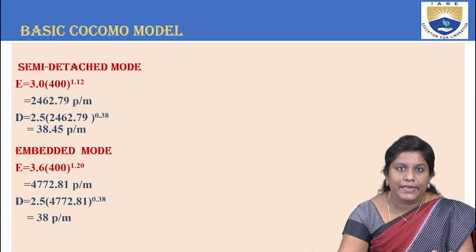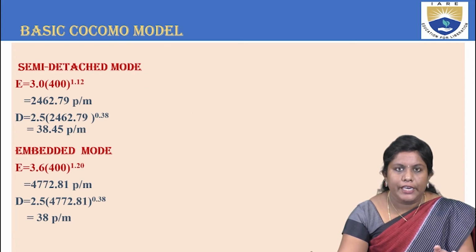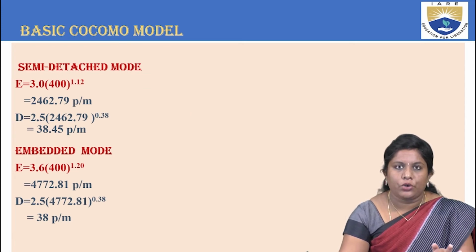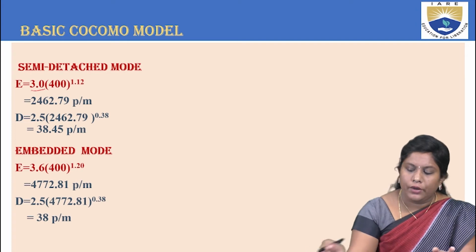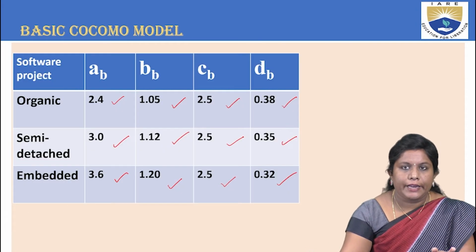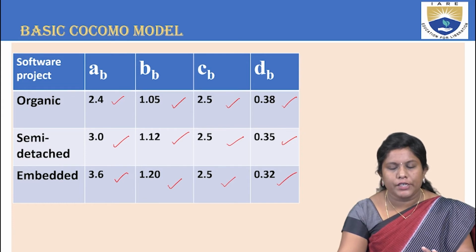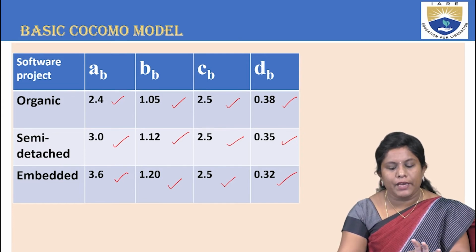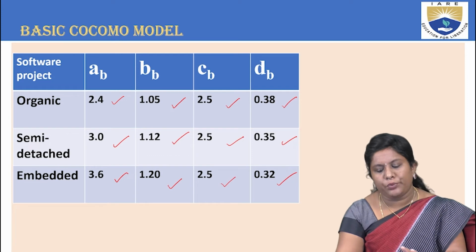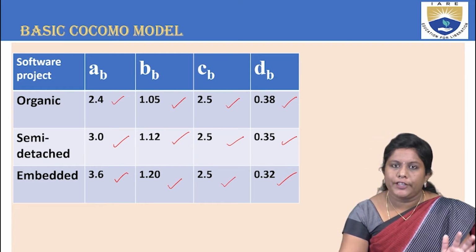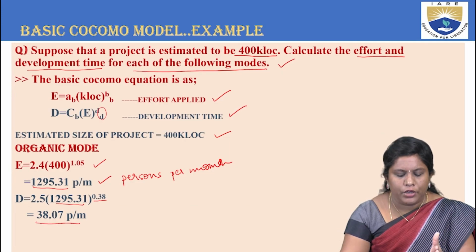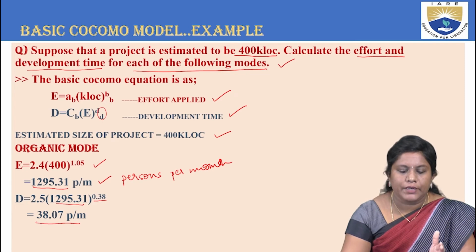Next, you have semi-detached mode, same way, E equal to 3.0. So how are you getting this 3.0? Again, you can just refer, that is for the semi-detached mode, AB is 3.0. Then wherever you get BB value, just take 1.0, same way 2.5 and 0.35. So in this particular manner, you can substitute them in the relevant places.